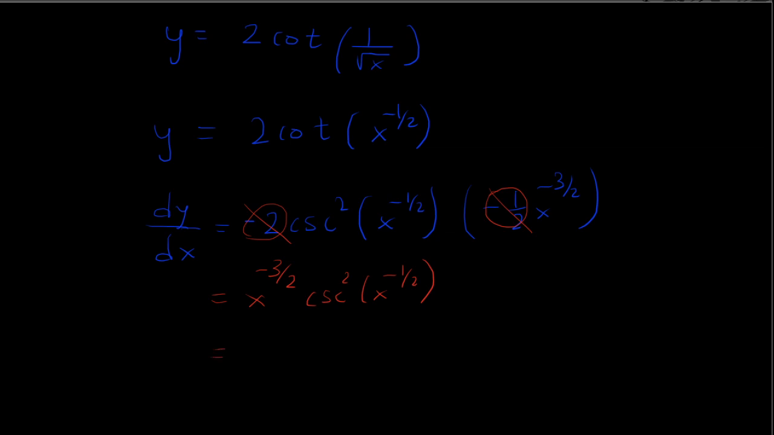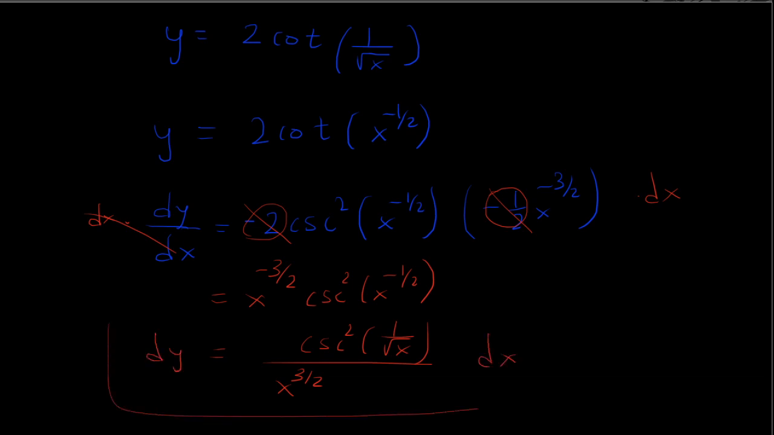And if I want, I can rewrite this as, let's see. We can get rid of all the negatives. So one way to do this is put the x to the 3/2 on the bottom. And we have cosecant squared of 1 over square root of x. Okay. And then finally we can multiply the dx over. So we get dy is equal to that dx.